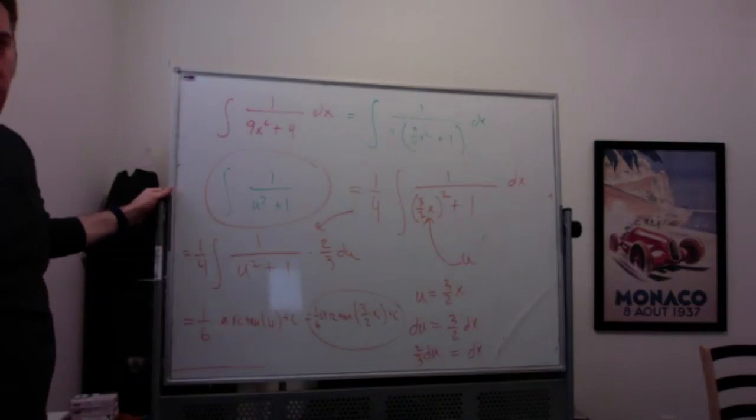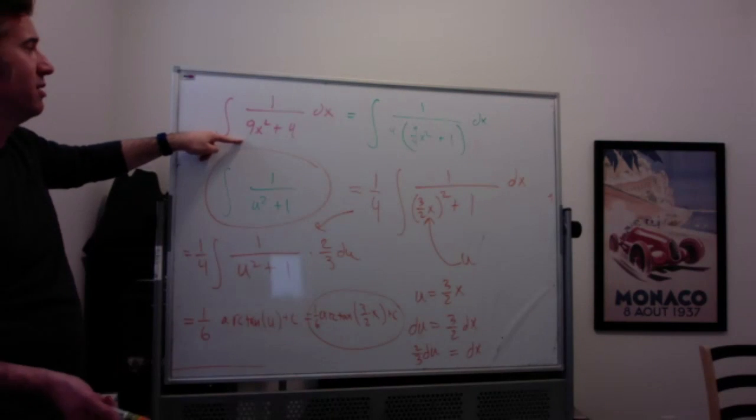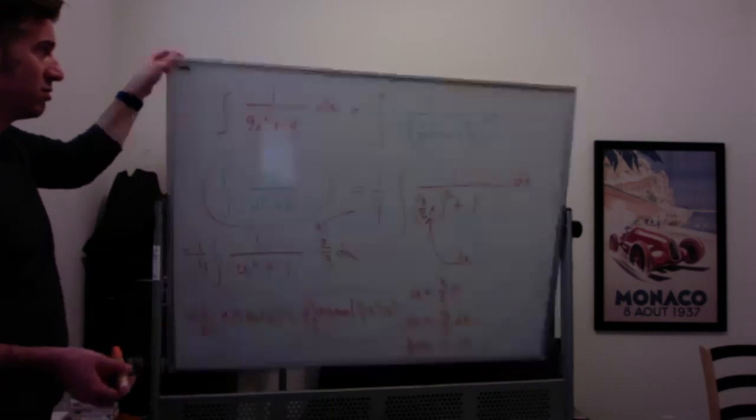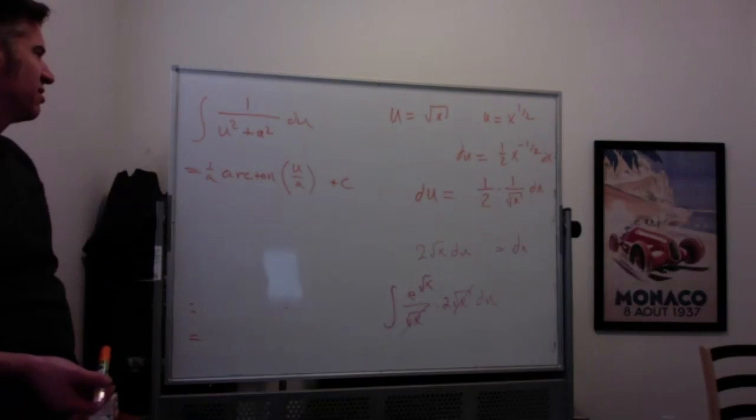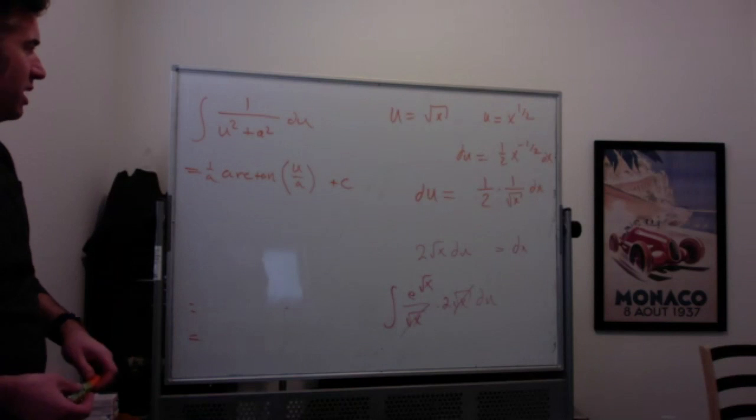So if that was our formula here, we would say, okay, well, our u has to be 3x and our a is 2. And I'm probably missing something. Now I have to check this out.